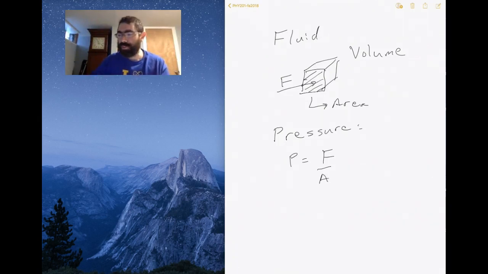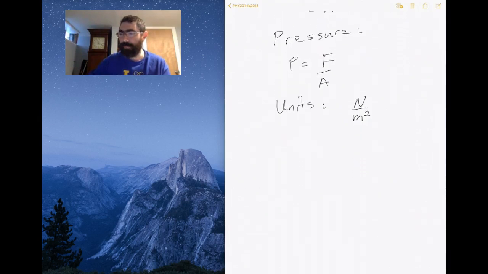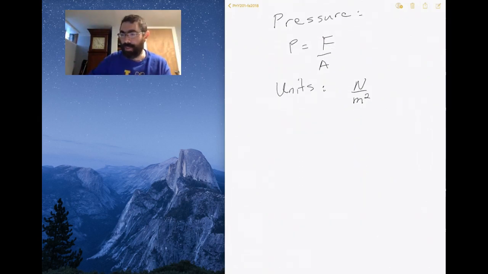So now this pressure, the units on it, we can write down as newtons per meter squared, or we can give it a more concise name and call it the Pascal. So in the SI units, 1 Pascal is 1 Newton applied over an area of 1 meter squared.